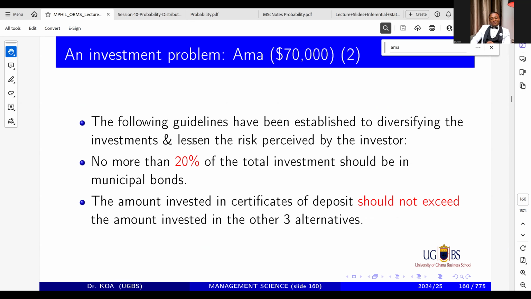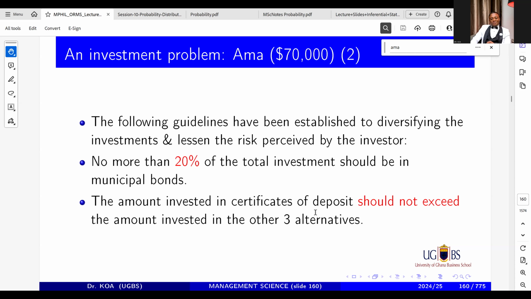Now, the following guidelines have been established in order to help her diversify her portfolio and cut down the risk. And you are to help formulate this. No more than 20% of the total investment should be in the municipal bonds. That's the first guideline. The second guideline is that the amount invested in certificate of deposit should not be more than the amount invested in the other three alternatives.